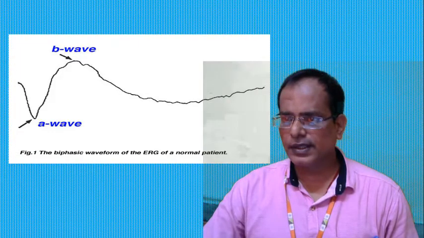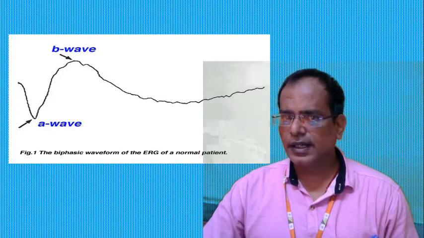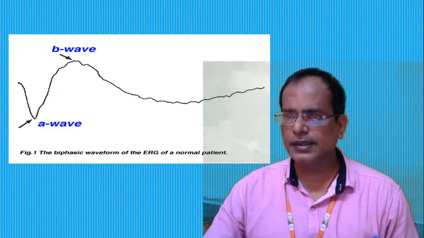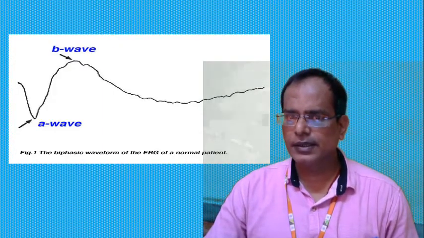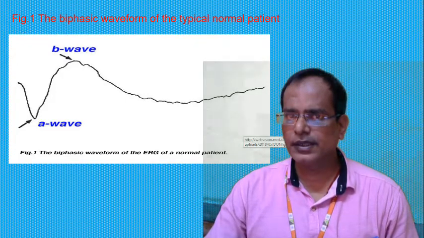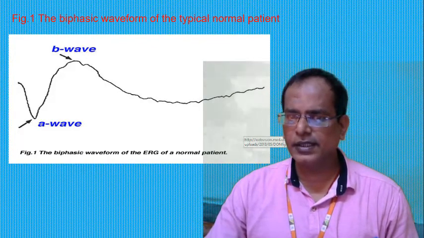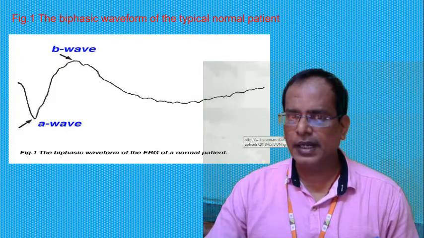Now you are seeing that the A wave and B wave occur in this ERG. This is called a biphasic waveform of a typical normal patient. This is a normal patient from whom the ERG signal was taken. There are two kinds of amplitudes you are seeing: a negative amplitude denoted by the A wave, and a positive amplitude denoted by the B wave.